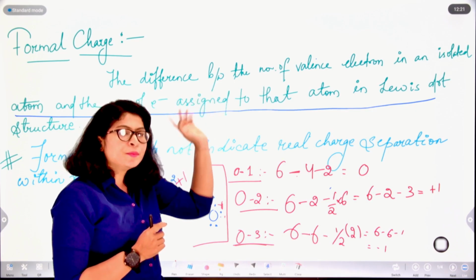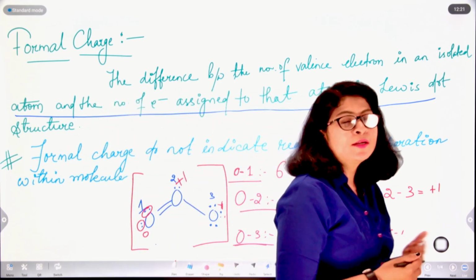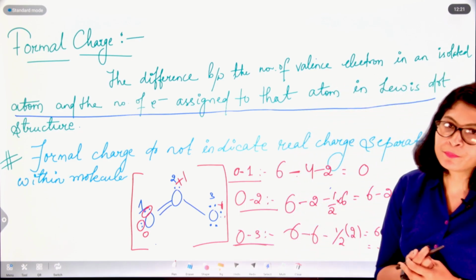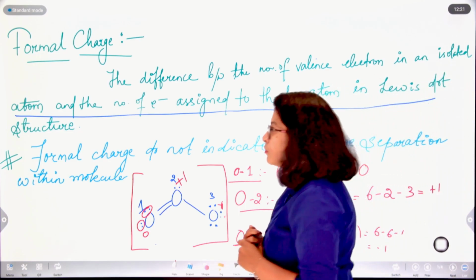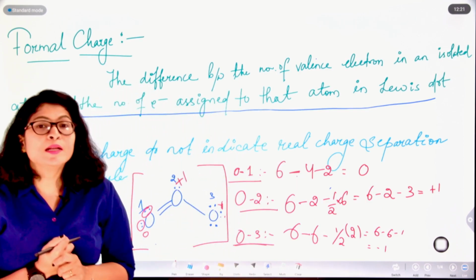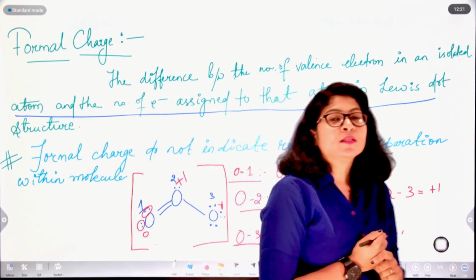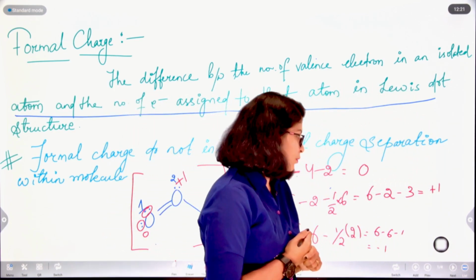So formal charge basically helps us to find out which structure is the correct structure or the correct representation of that molecule. Now we have understood what is formal charge, we understood what is octet rule, but there are certain limitations to the octet rule. So in this video, we will be dealing with the limitations of the octet rule.